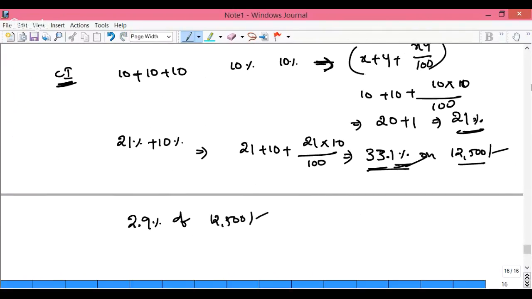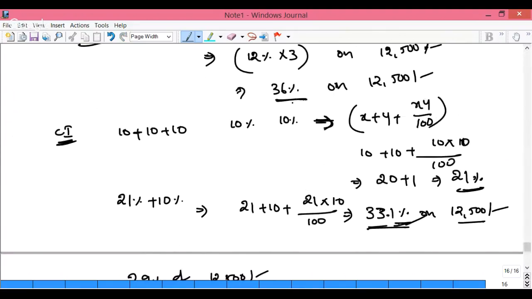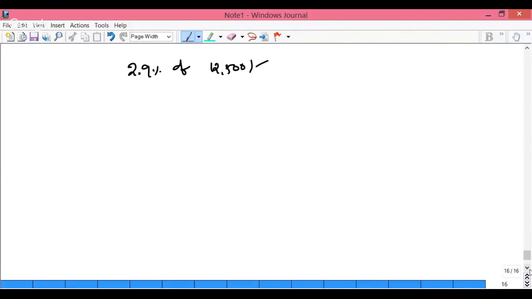Now, who is paying more, 36 percentage on 12,500 or 33.1 percentage on 12,500? It is 36 percentage on 12,500. This person is paying more. He is Deepu. So Deepu is paying more. How much more? 2.9 percentage of 12,500. It will be 2.9 by 100 into 12,500. It is 362.5.